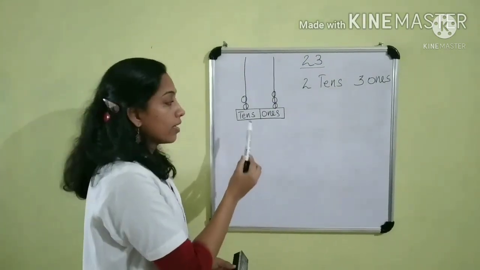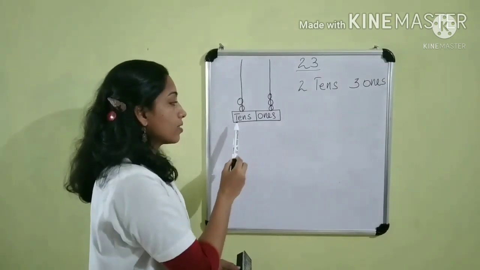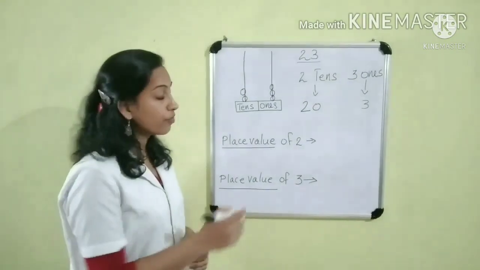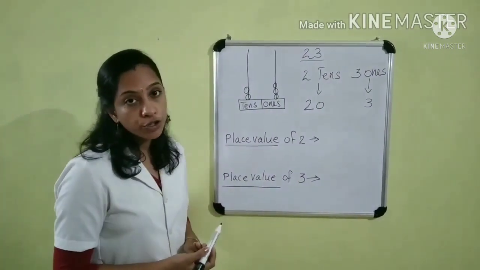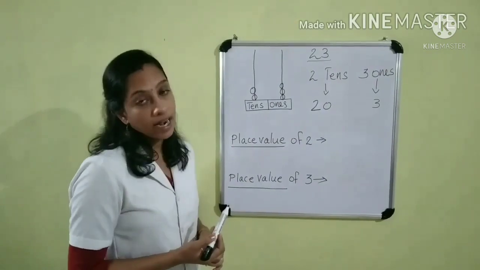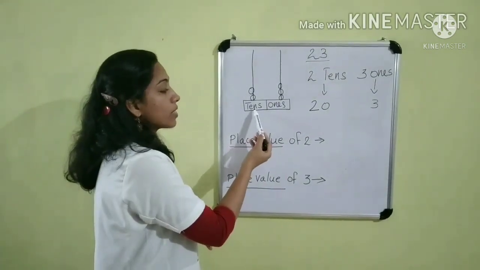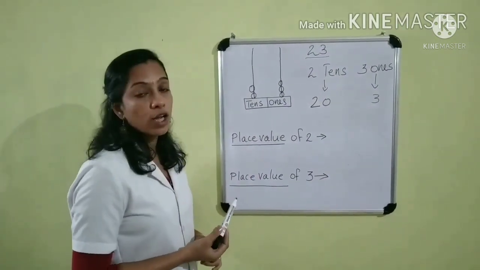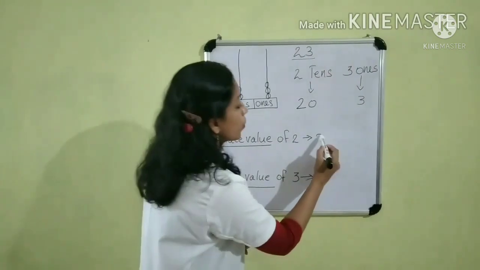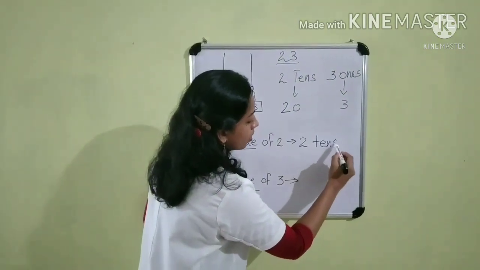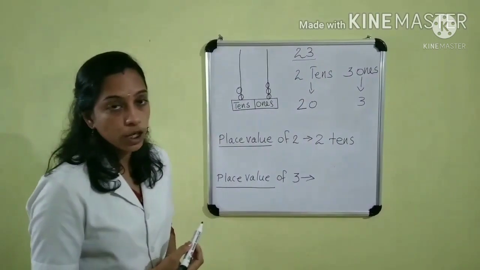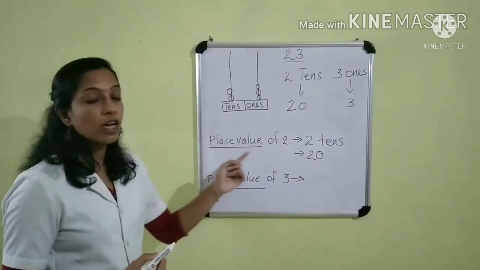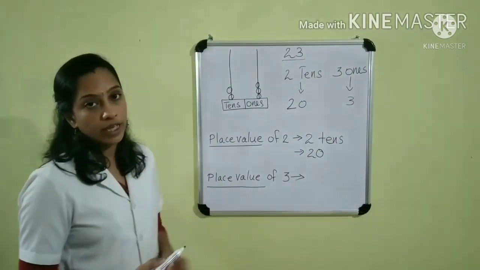We can understand that this number contains 2 tens and 3 ones. We have to find out the place value of 2. From this abacus, we can understand that 2 comes under tens place. So, we can say the place value of 2 is 2 tens. We know the value of 2 tens is equal to 20. So, the place value of 2 is equal to 20.